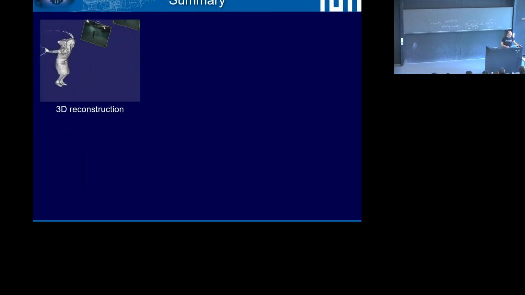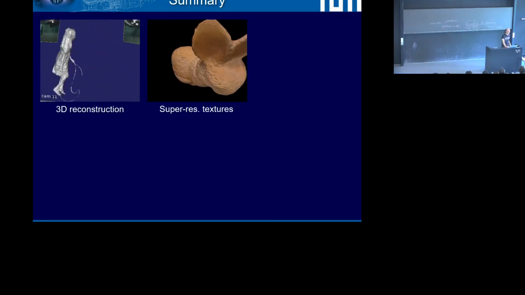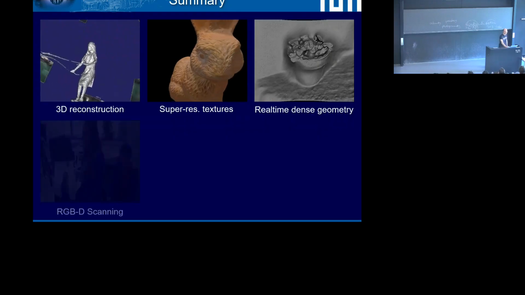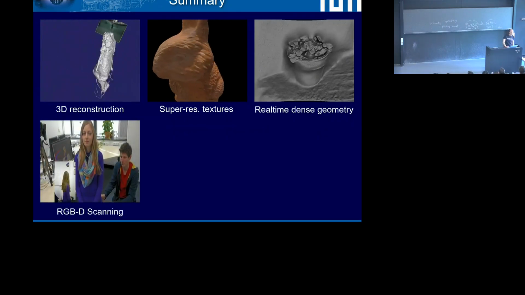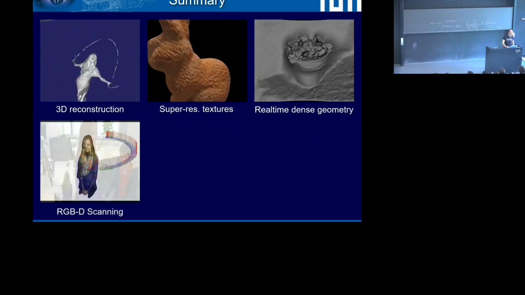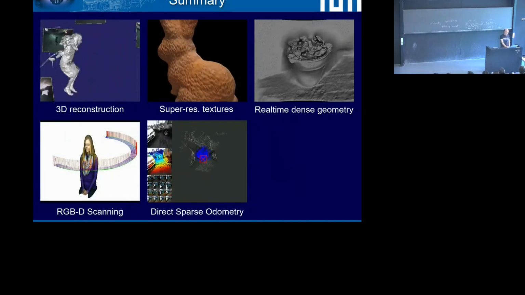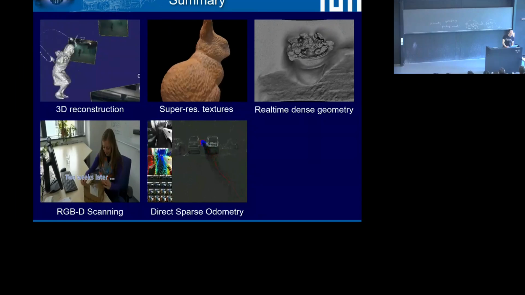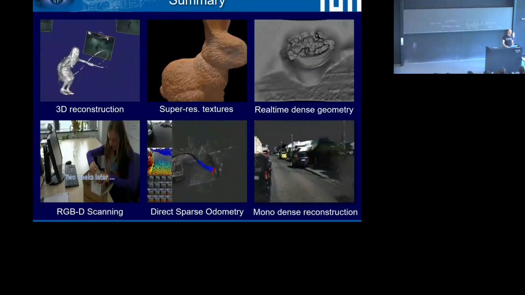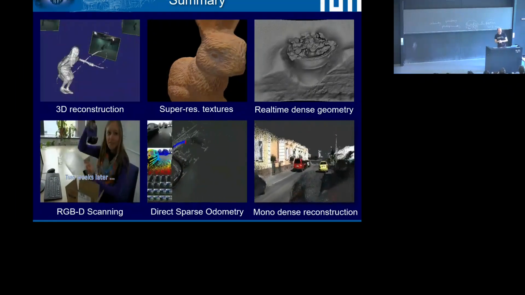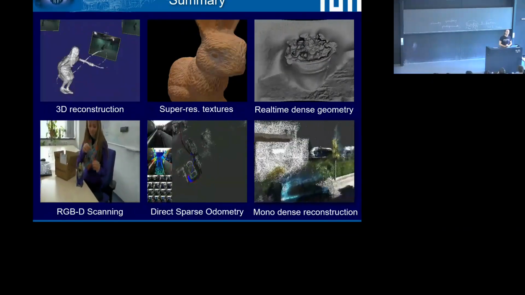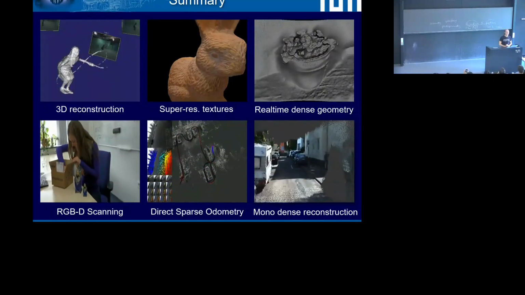So to summarize this overview, I talked about 3D reconstruction, I talked about super resolution texturing, real-time reconstruction, real-time RGBD scanning of people, 3D photography. I talked about SLAM and different SLAM methods like direct sparse odometry, and about dense reconstructions from a moving camera. That is it for the overview, and we'll continue tomorrow with the first lecture.